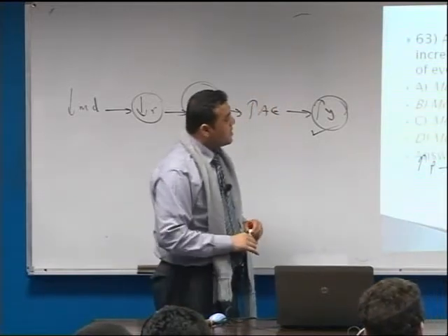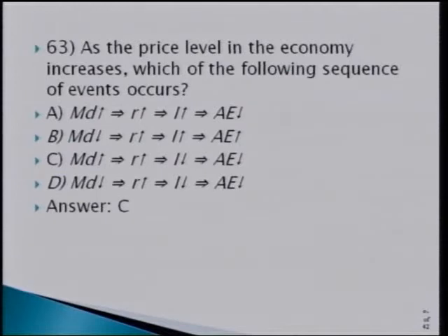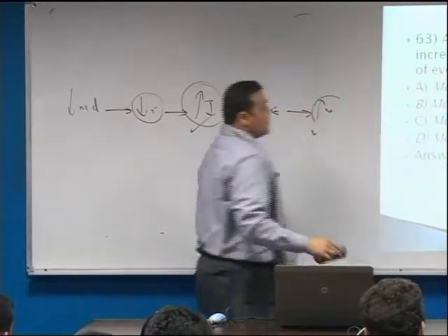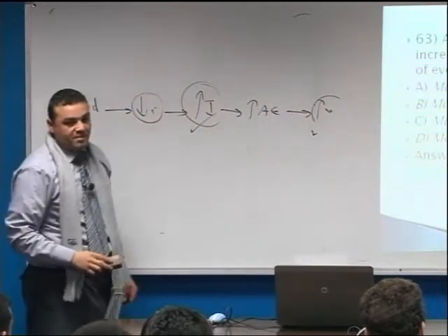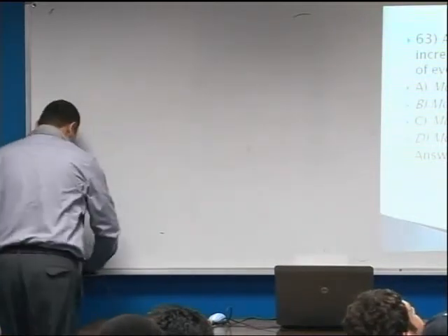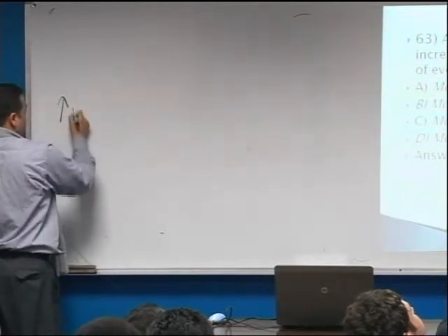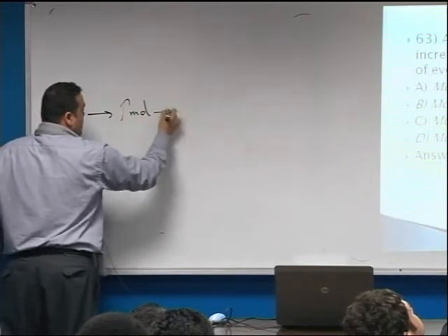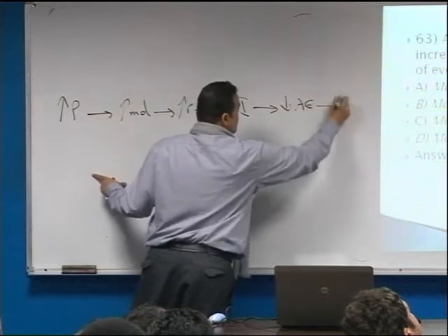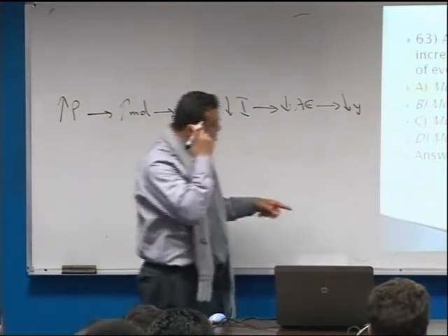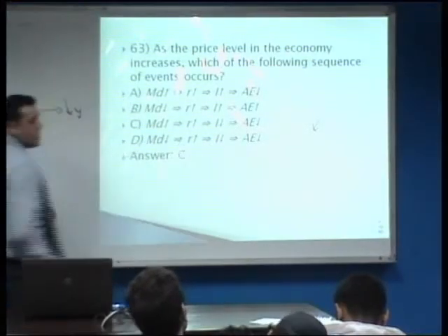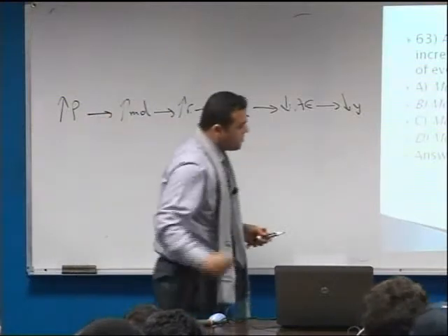Okay, as the price level of the economy increases, which of the following sequences of events occurs? What does an increase in price do? Increased money demand. So the increase in price leads to increased money demand, increased R, decreased I, decreased aggregate expenditure, decreased Y. What is the answer? C, which is this one: increased money demand, increased R, decreased I, decreased aggregate expenditure, and to complete, decreased Y.